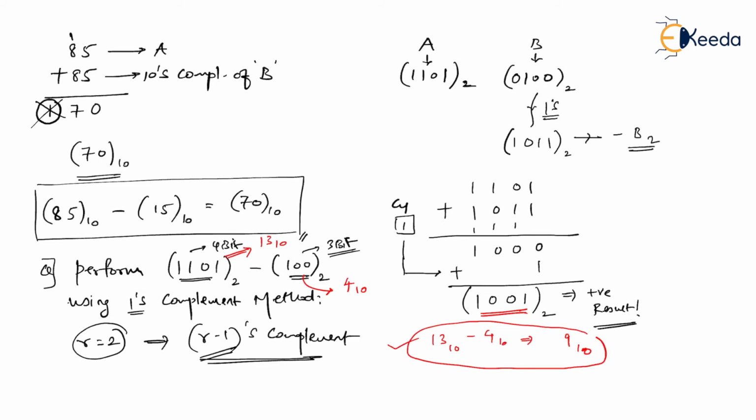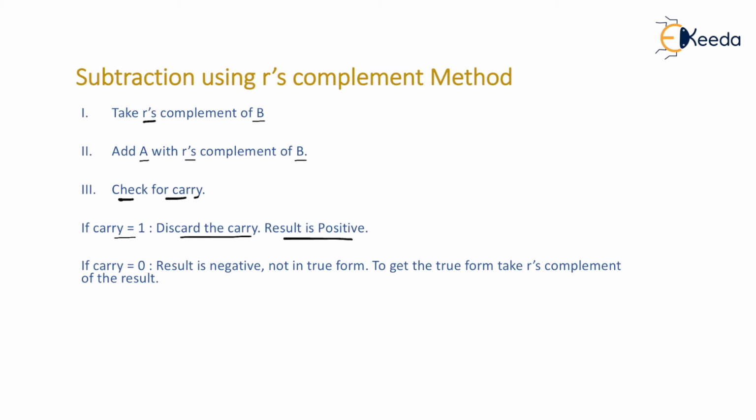I hope you are understanding that. The next thing, we have already seen that using r's complement method, step number 1 is to take r's complement of B, and add A with r's complement of B. Then in third step we check for the carry. If carry happens to be 1, discard the carry. We have already solved this problem. Result is positive. But if the carry is 0, you will see that r minus 1's complement method and r's complement method have this step very common. If carry happens to be 0, it indicates the result is negative, not in the true form.